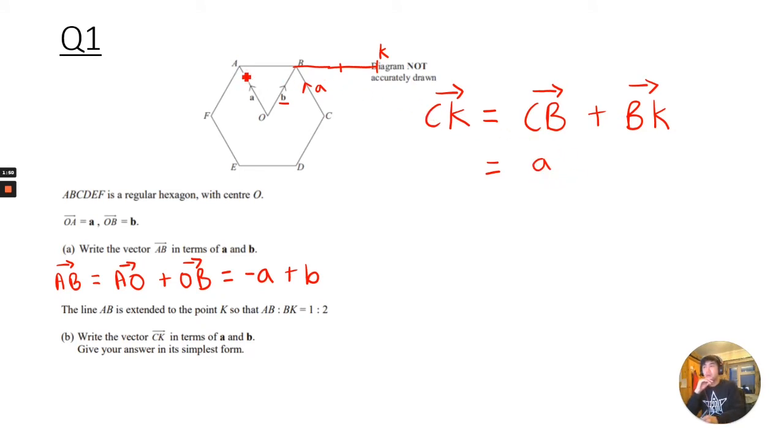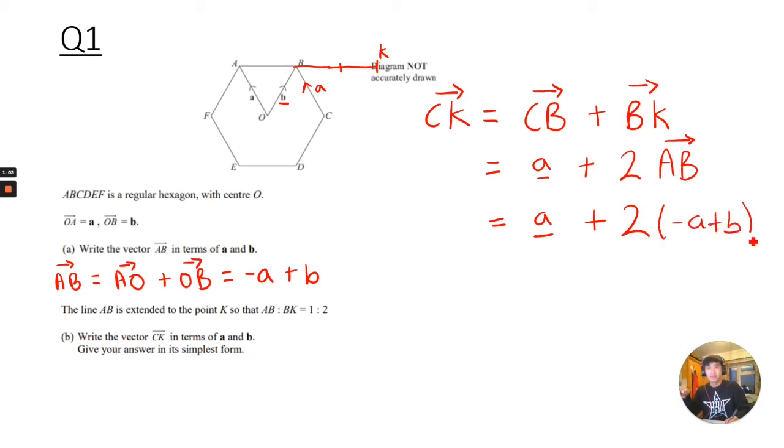And because we're going from B to K, B to K is in the exact same direction as A to B, but it's just twice as long. So in the question, it's given us that BK is twice as long as AB. It's going to be 2 lots of the vector A to B, going in the same direction, just twice as long. So that's the vector A plus 2 lots of the vector AB, which we already did in the first part, and that's going to be negative A plus B.